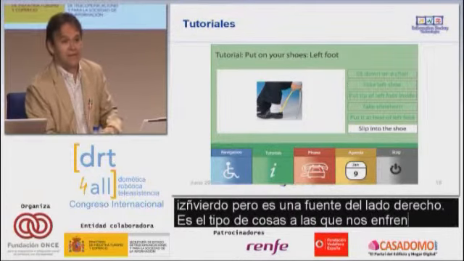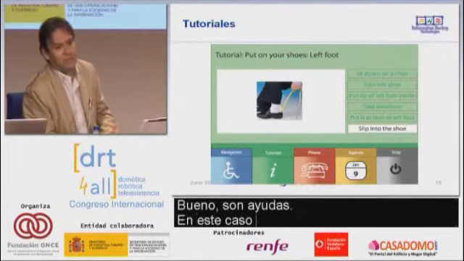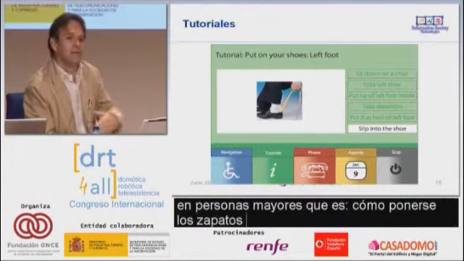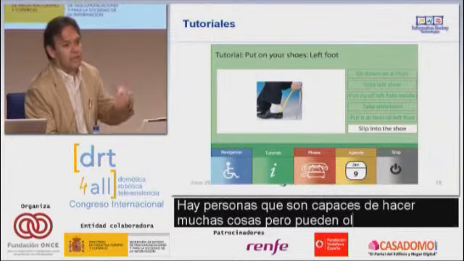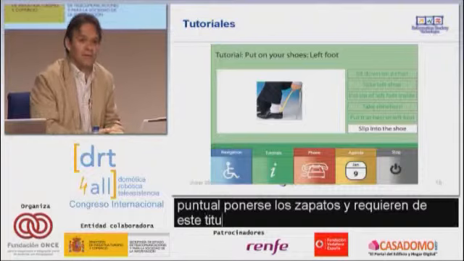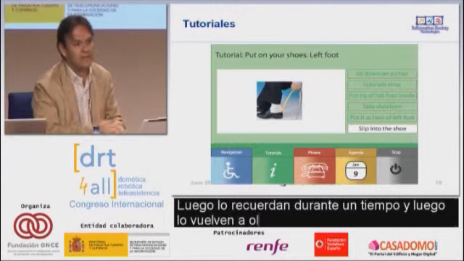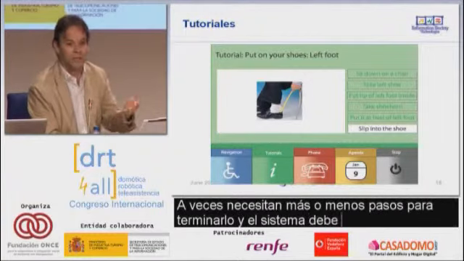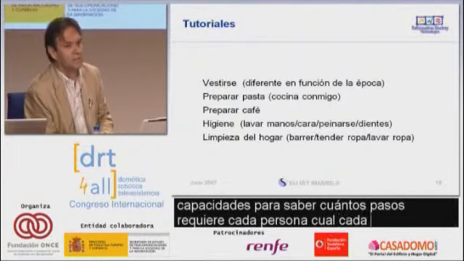Tutorials. Tutorials are support materials, in this case visual. This is very common for the elderly, for example how to put on your shoes or tie up your shoes. Some people can do many things, but they can forget every so often to put on their shoes properly, and they need this tutorial. Then they remember for quite a while, then they forget again. You need to have the tutorial again. Sometimes they need more steps to complete the task, and the system must adapt to the abilities and capacities of that person to know exactly how many steps are necessary for each step.